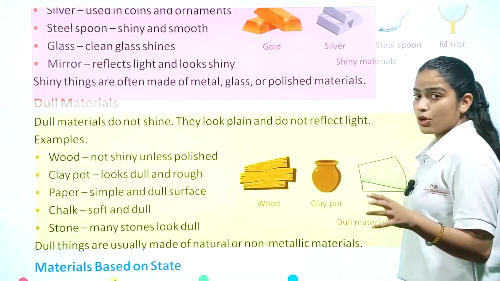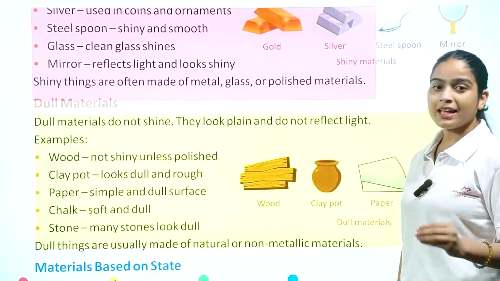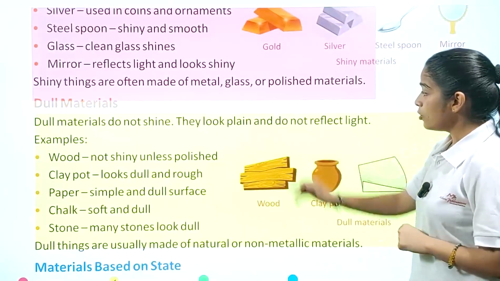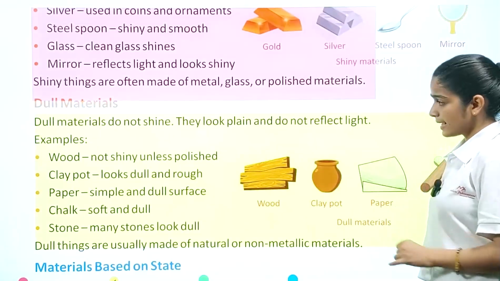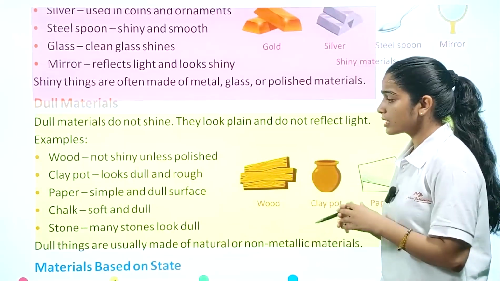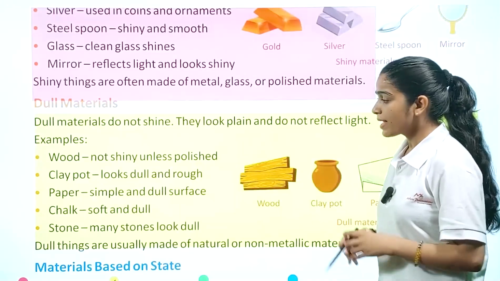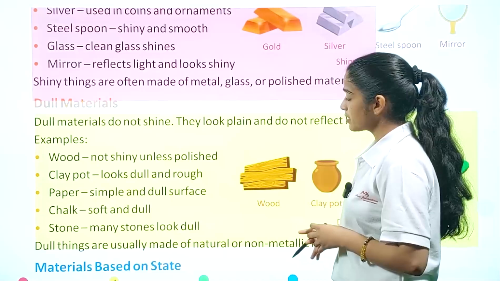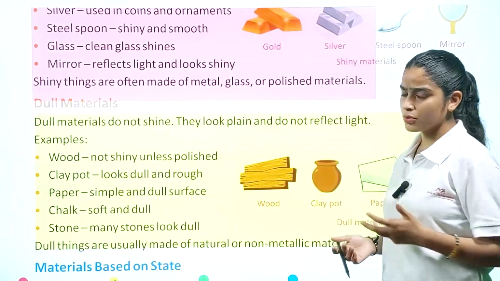Dull materials do not shine. Basically, whether light falls on them or not, it doesn't make a change. They look plain and do not reflect light. Examples: wood, not shiny unless polished. Clay pot looks dull and rough. Paper, simple and dull surface. Chalk, soft and dull surface. Stone, many stones look dull.